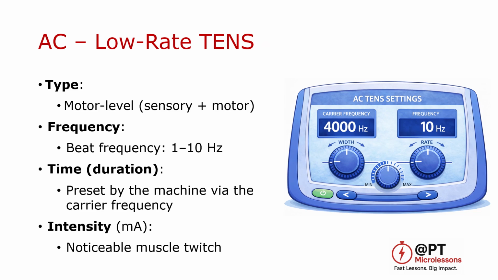Okay, let's look at low-rate TENS using alternating current. Starting with type, we are targeting a motor level response for pain modulation, which includes both sensory input and a motor twitch. The frequency is set using beat frequency, typically between 1 and 10 Hz. The time or duration is not set directly by the clinician. Instead, it is determined by the device's carrier frequency. The intensity is increased to produce a visible or palpable muscle twitch.